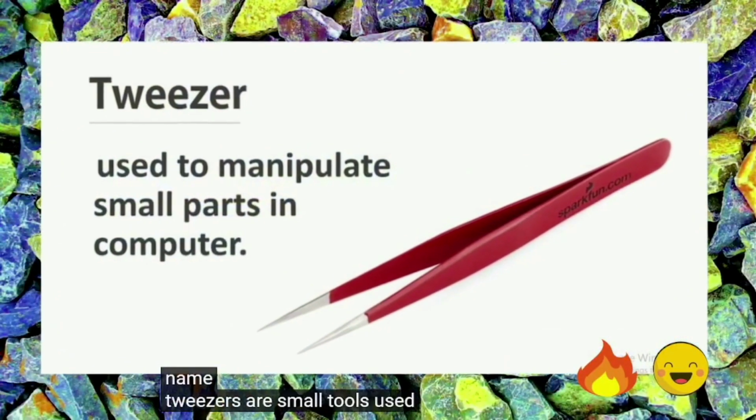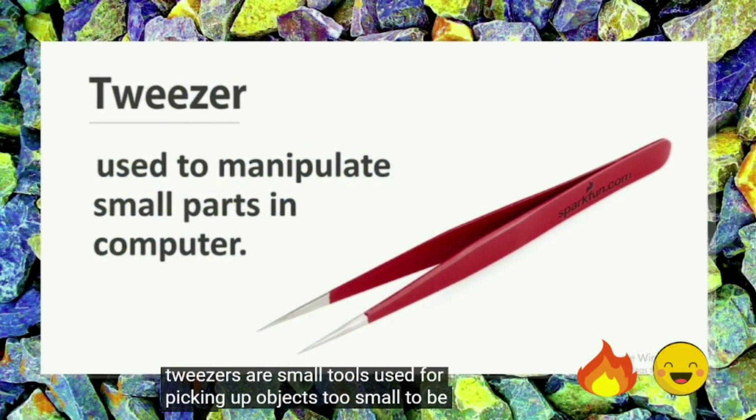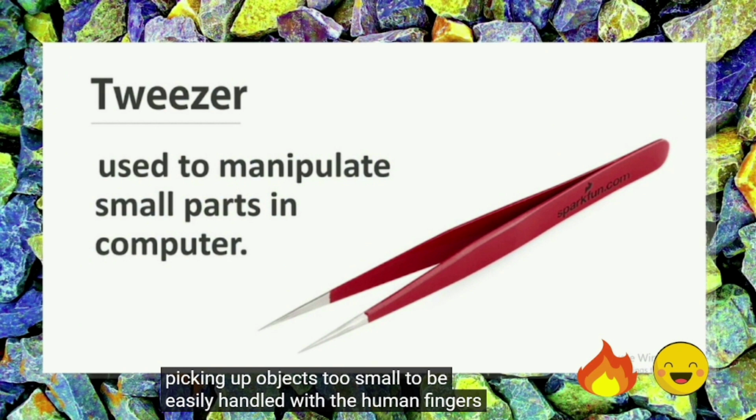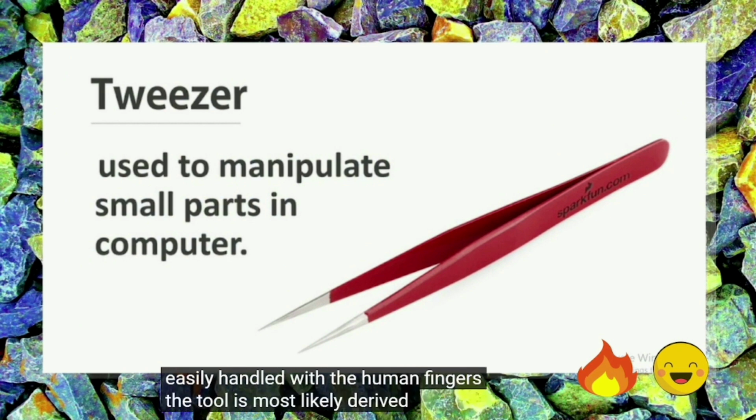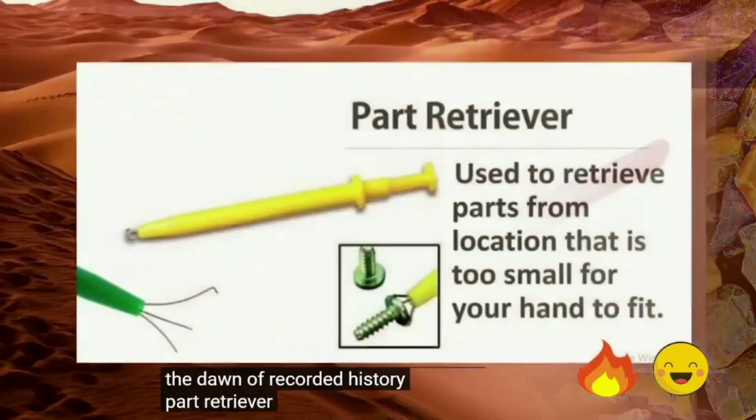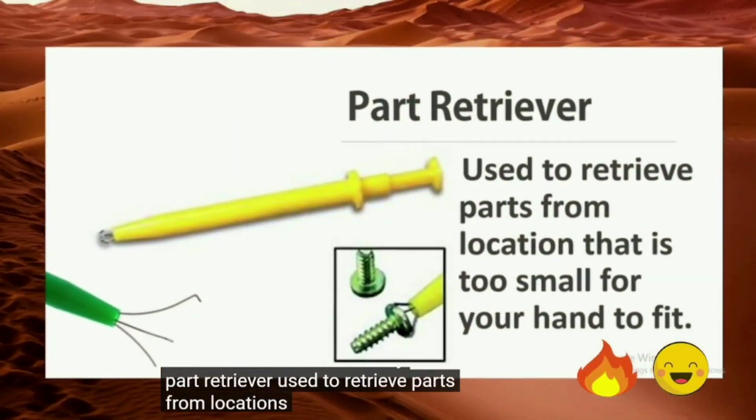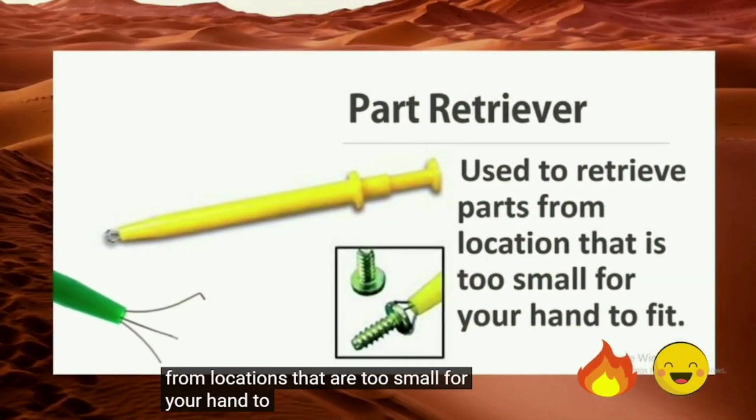Tweezers are small tools used for picking up objects too small to be easily handled with the human fingers. The tool is most likely derived from tongs, pincers, or scissors-like pliers used to grab or hold hot objects since the dawn of recorded history. Part retriever, used to retrieve parts from locations that are too small for your hand to fit.